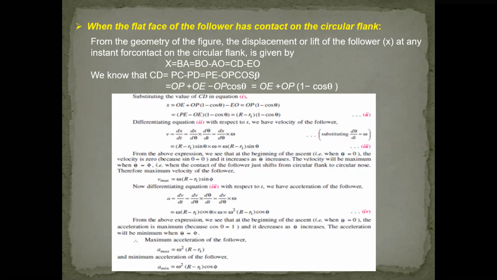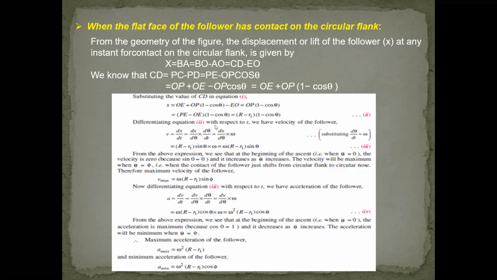Now this CD value is substituted in our equation. So x equals OE plus OP into 1 minus cos theta minus EO. Here OE and EO both cancel, and the remaining term is OP into 1 minus cos theta.